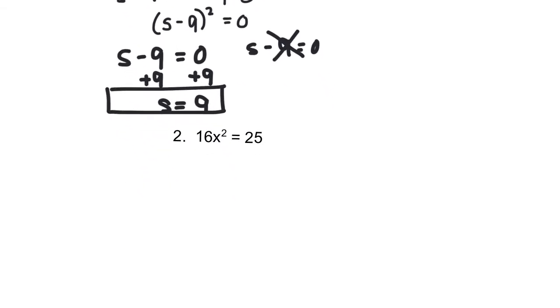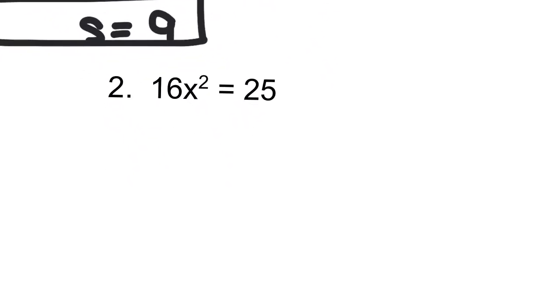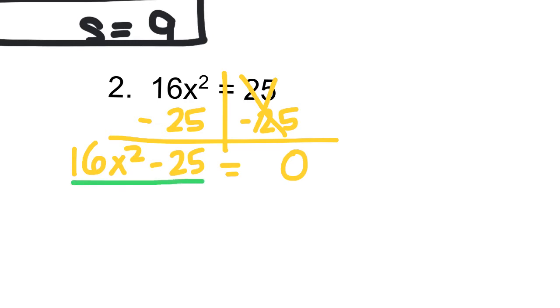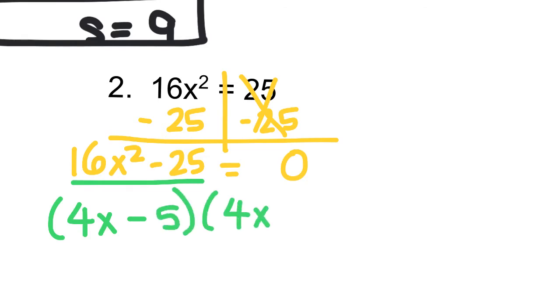Let's look at number 2. In number 2, we're going to isolate one side so that this is equal to 0, so that we can find our zeros or solutions. Notice this is a difference of perfect squares. So we'll have the square root of the first minus the square root of the second times the square root of the first plus the square root of the second.